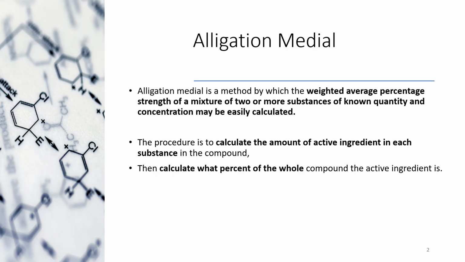So the first method in alligation is alligation medial. It's a method in which you can weigh the average percentage strength of a mixture of two or more substances of known quantity and concentration. Then you calculate the amount of the active ingredient in each of the substances, and then you calculate the whole of the active ingredients. So let's take a look at an example to have a clearer understanding of the method of alligation medial.